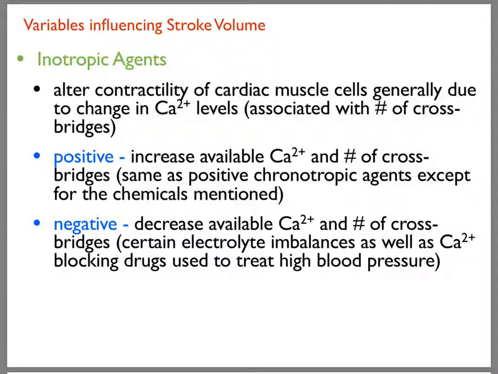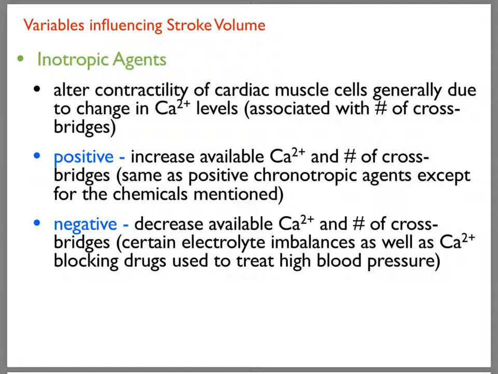So inotropic agents can be positive, which will increase your available calcium and therefore the number of cross bridges, and this will ultimately result in a stronger contraction. And the stronger the contraction, the higher the stroke volume is, so you can eject more blood out of the ventricle. The negative inotropic agents are opposites of the positive ones, so they decrease available calcium and the number of cross bridges.